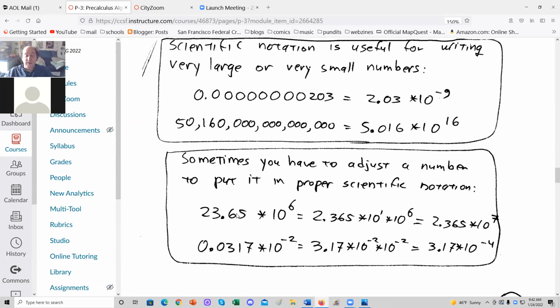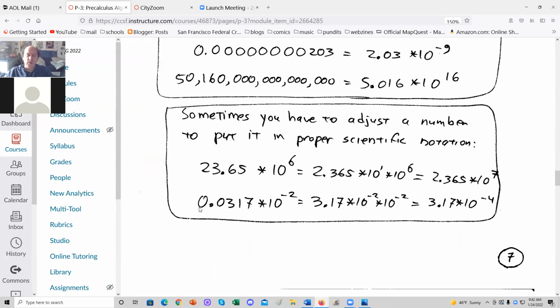Sometimes you have a number that is not quite in proper scientific notation. 23.65 times 10 to the 6th. This is not from 1 to 10, so we have to rewrite it as such. 23.65 is 2.365 times 10 to the 1st. That times 10 to the 6th, you add the powers, and you get 7. 2.365 times 10 to the 7.